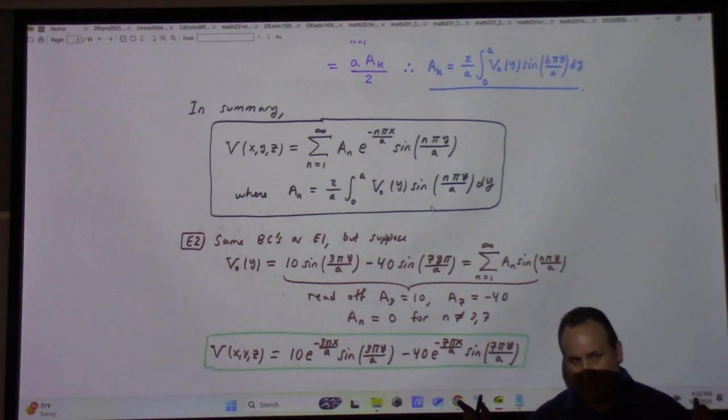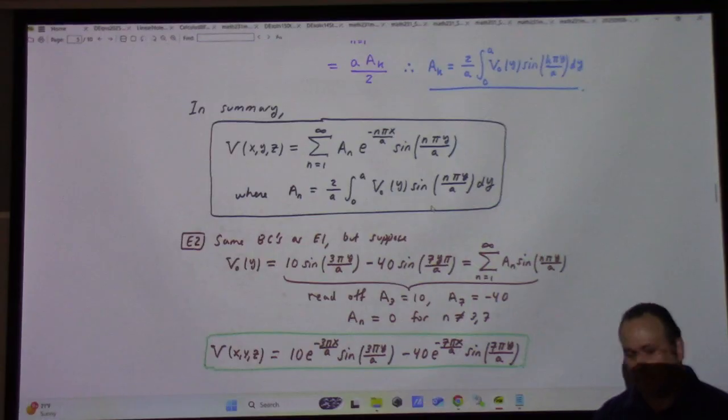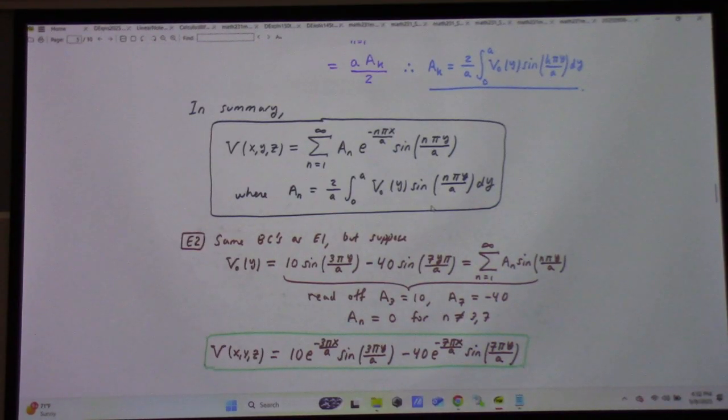Did you get that? If the boundary condition has the same structure as the natural solution set for the Laplace problem, then we don't actually have to integrate, we can just match up stuff. These make nice cheesy test questions, obviously, right?